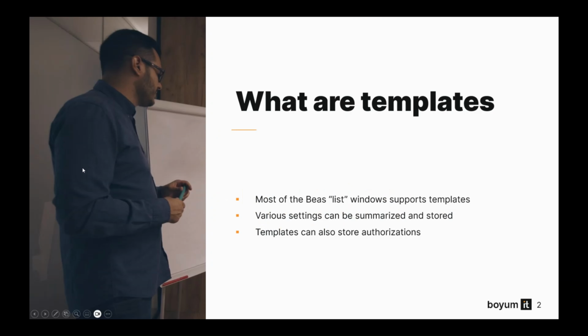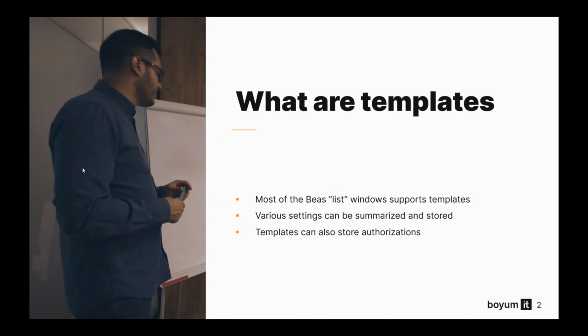So what are templates? Most of the Beas windows are supporting templates. I'm saying most because the templates are only available in list windows. So where you have lists like the item report, work orders overview, quality control orders, and so on, there are templates supported. APS also, for example. The item structure report is not supporting templates. So it's only available if you have a kind of list.